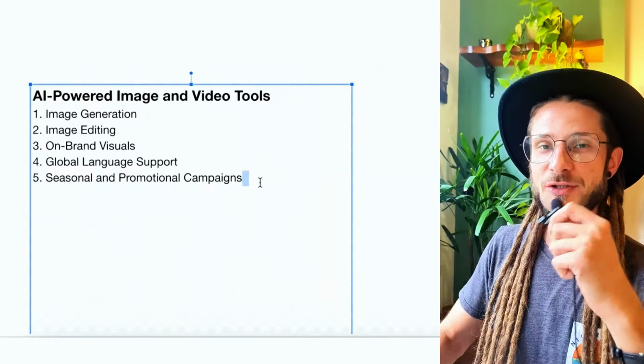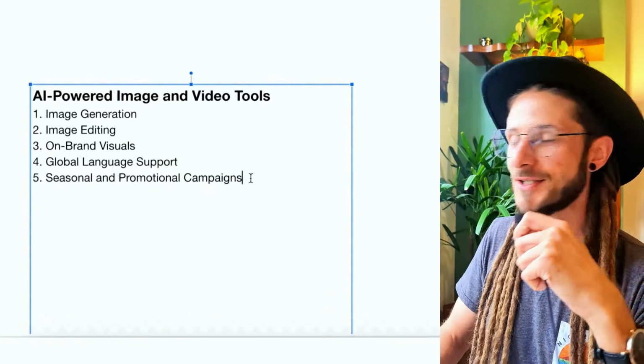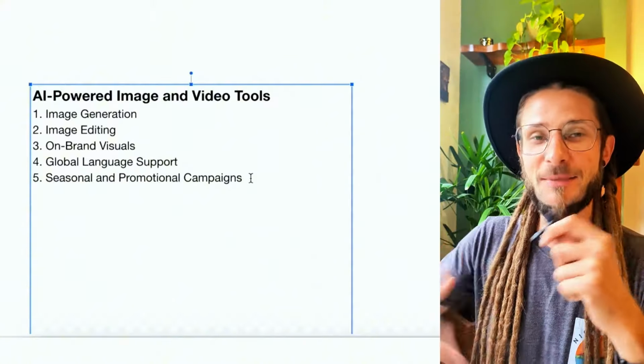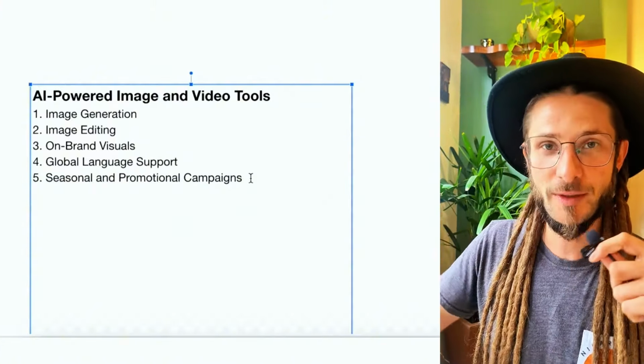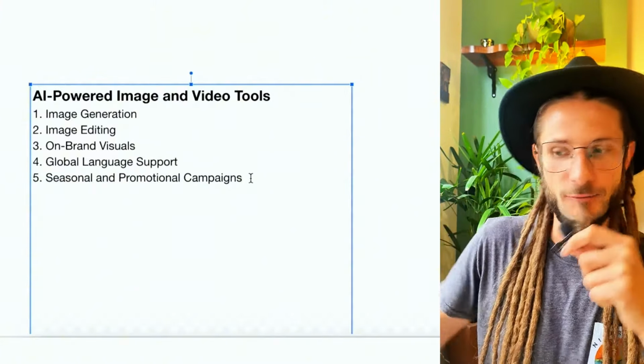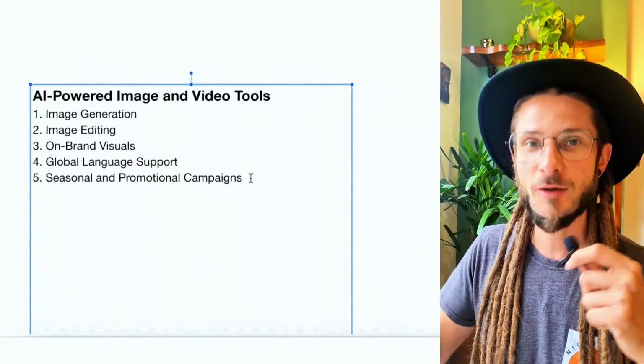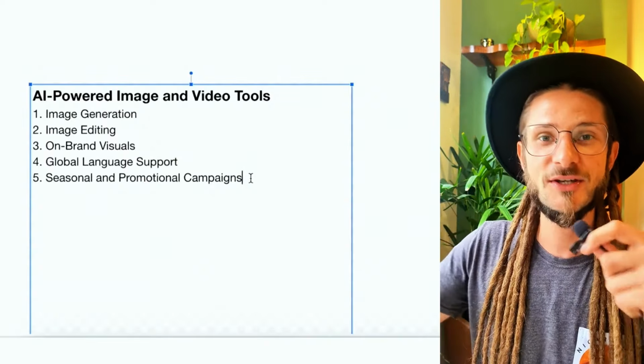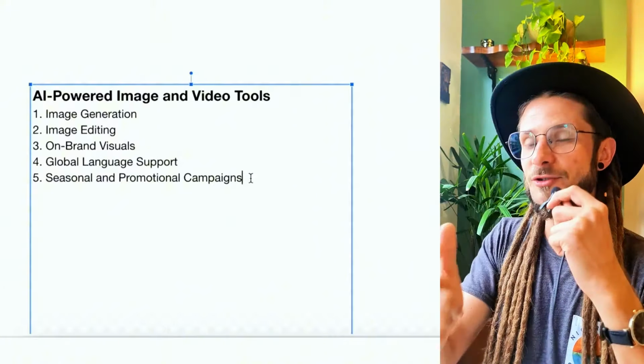The seasonal and promotion campaigns feature, I think, is also actually quite good. It means that if you are running seasonal or promotional campaigns, you can use the image AI generation to adapt your images to make them look a bit more seasonal, right? To make them look around a certain holiday time, to harmonize with that look and feel around the holidays, around certain sales, around seasonal and promotional campaigns.